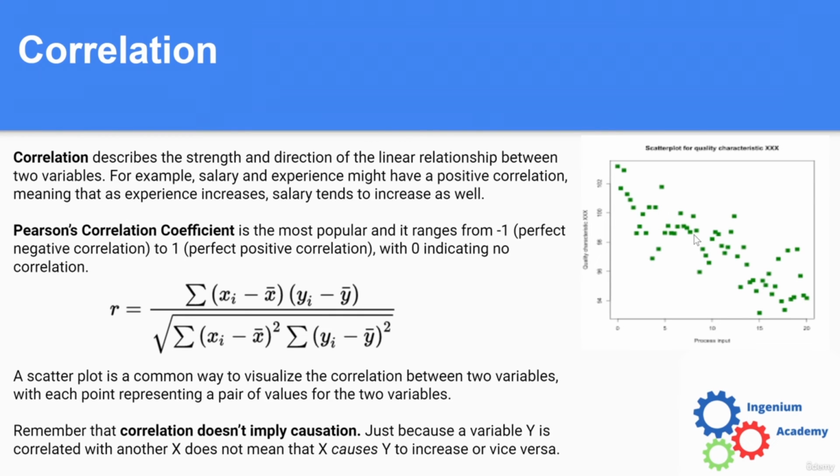Just because in this graph right here, as the x variable increases, this y variable decreases, does not mean that this x variable causes the y variable to decrease. That's very important. It's just negatively associated is how we call it. And so why is that the case?